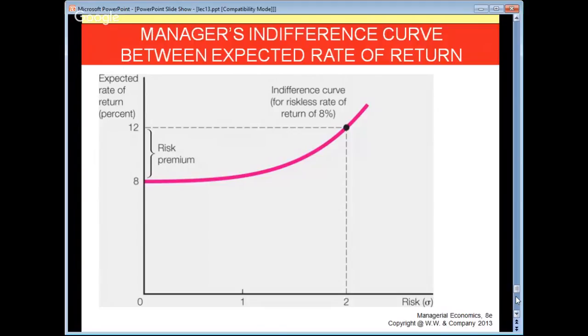4. 8 plus 4 is 12. Right? And that's how much you have to pay me for me to buy your bond, this risky bond that has standard deviation of 2.